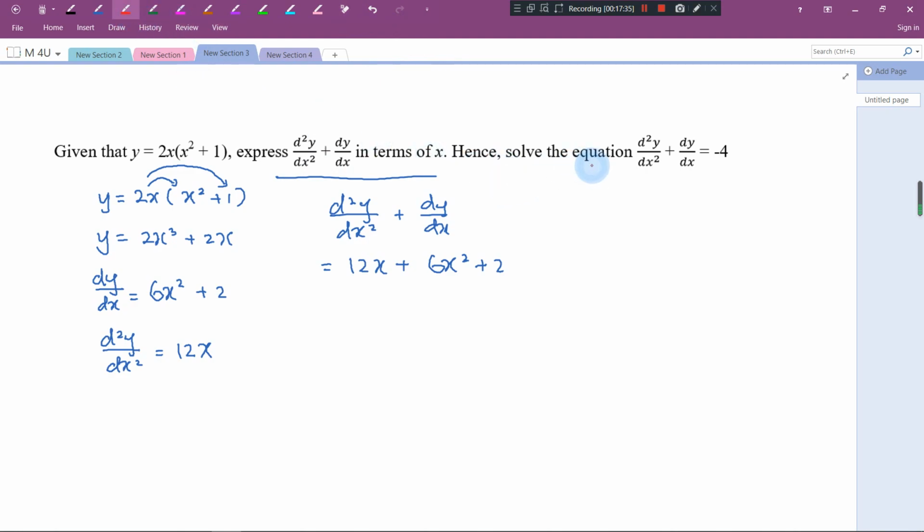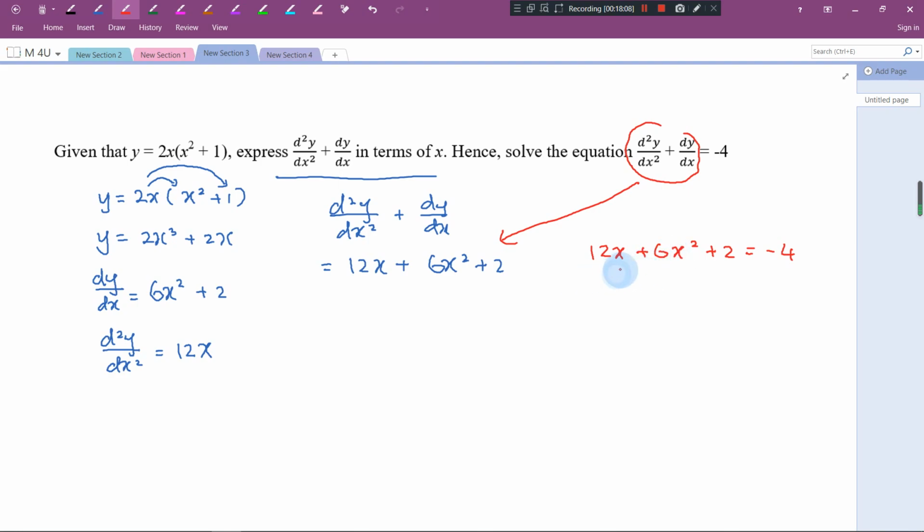Now the question asks us to solve this equation, d2y by dx squared plus dy by dx is equal to negative 4. This is equal to this, right? So it means that 12x plus 6x squared plus 2 is equal to negative 4. Okay, this one I think should be no problem. This is a quadratic equation. We just solve it as usual.